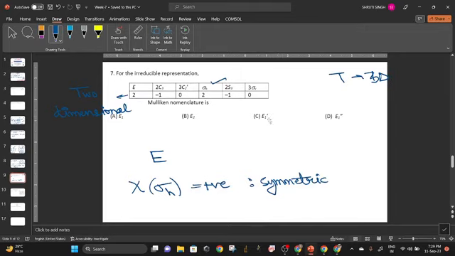If it is 1, it means it is symmetric with respect to C3, which is not the case. It is antisymmetric here. So either it should be E2 dash.